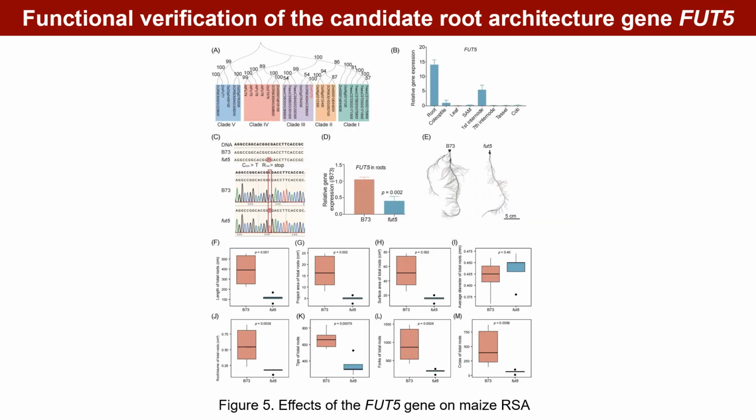To evaluate gene mutations from GWAS, we centered on the maize FUT5 mutant from the EMS library. Phylogenetic analysis revealed FUT5's high homology across plants and peak root expression, while qRT-PCR confirmed reduced FUT5 expression caused by a base mutation leading to premature amino acid termination. The mutant's different root system structure from the wild type demonstrated FUT5's key role in root development.